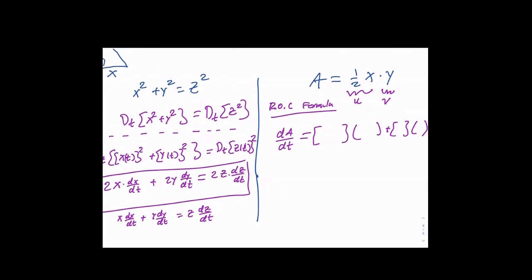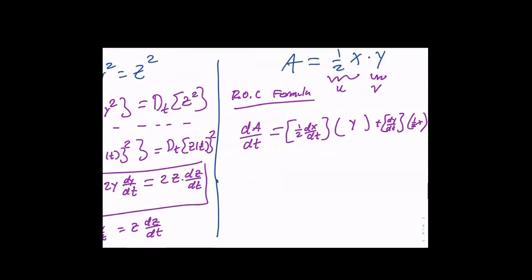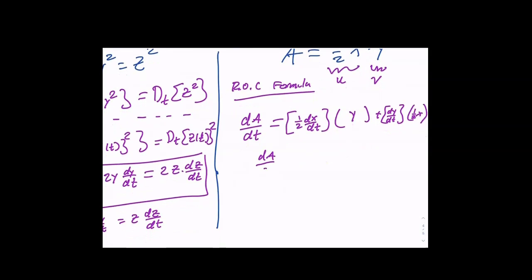All right, so what's the derivative of 1/2 x with respect to t? 1/2 dx/dt times y plus dy/dt times 1/2 x. There we go. So dA/dt equals 1/2 y dx/dt plus 1/2 x dy/dt.